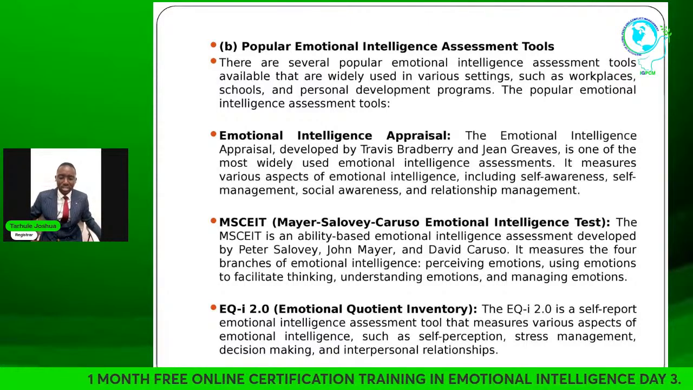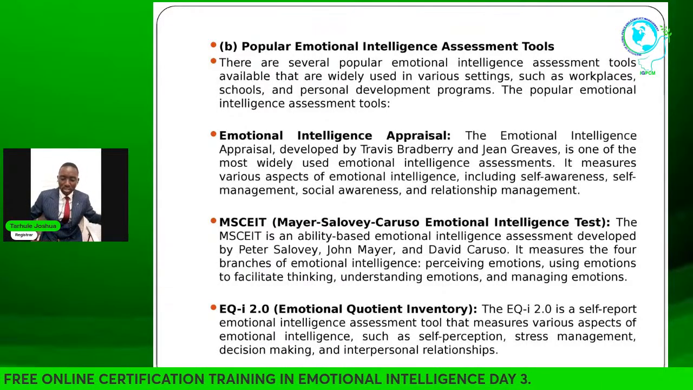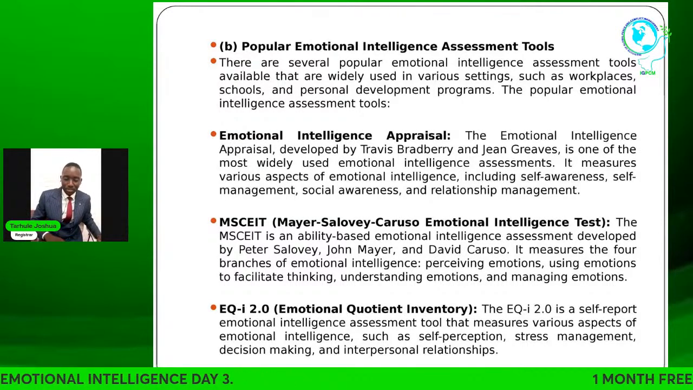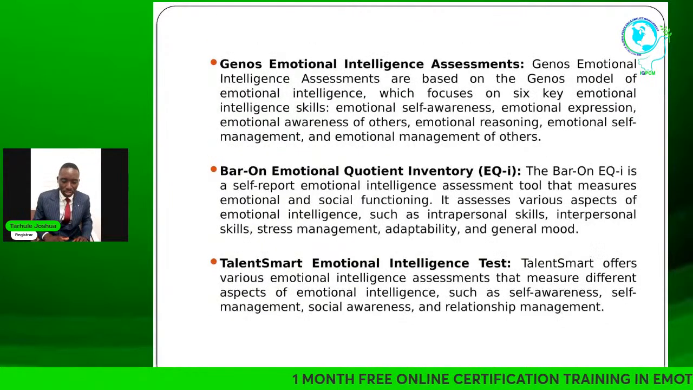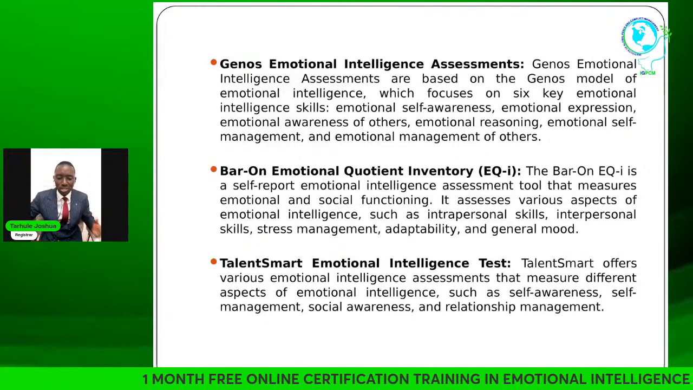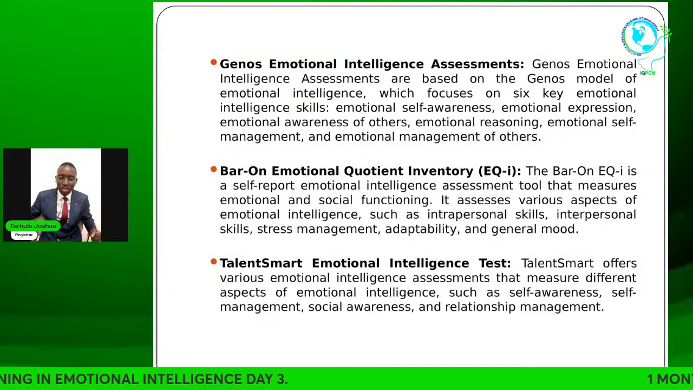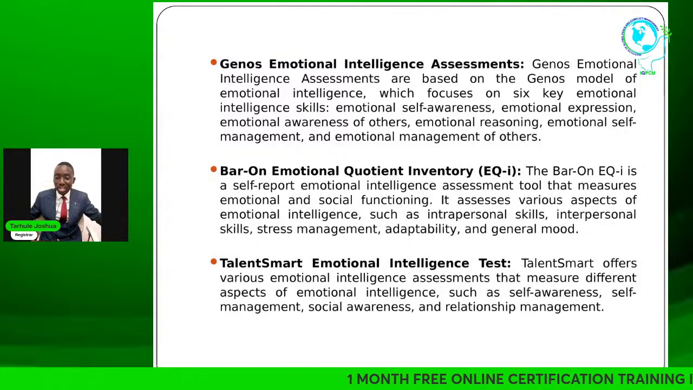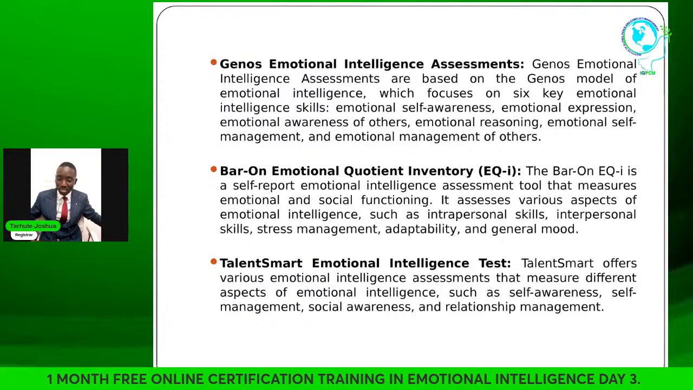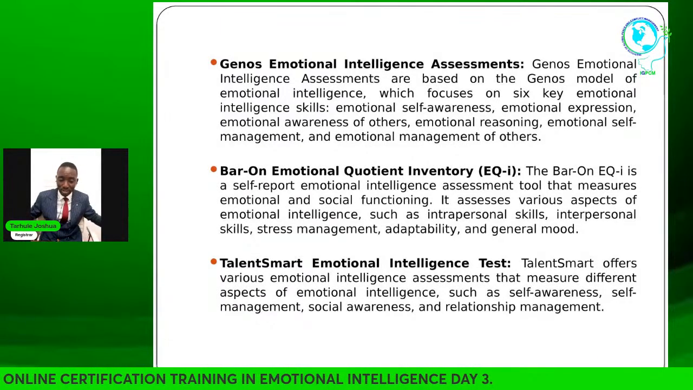Then we look at the EQ-i 2.0, that is the Emotional Quotient Inventory by Bar-On. Do you understand? He also brings some of the things that we're going to consider here. Then we'll talk about the Genos emotional intelligence assessment. Genos emotional intelligence assessments are based on the Genos model of emotional intelligence, which focuses on 6 key emotional intelligence competencies. That is emotional awareness. I'm still talking about the components. So we are going to go into self-awareness, which is a component of emotional intelligence, and discuss it extensively in our module 2.